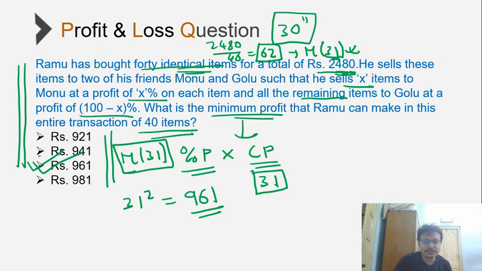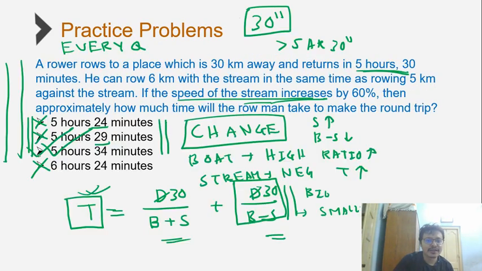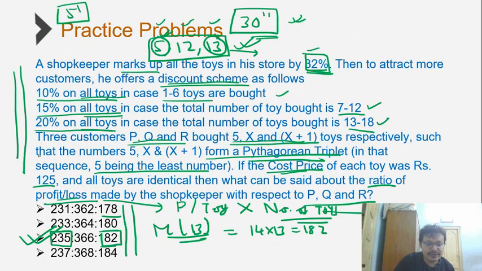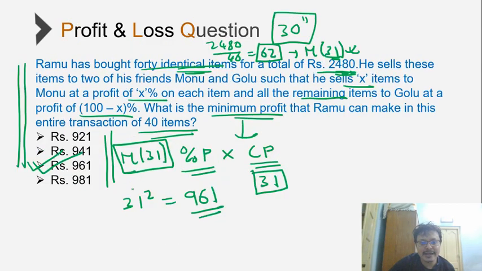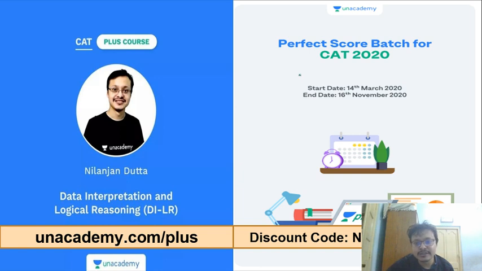So what you learned today is 30-second approaches could be something involving factors. It could be something involving approximation techniques. It could be something involving the final step, or it could involve option elimination as well. All of these techniques, when combined, is what helps you move towards the perfect score in CAT 2020, and that is what the perfect score batch is all about.